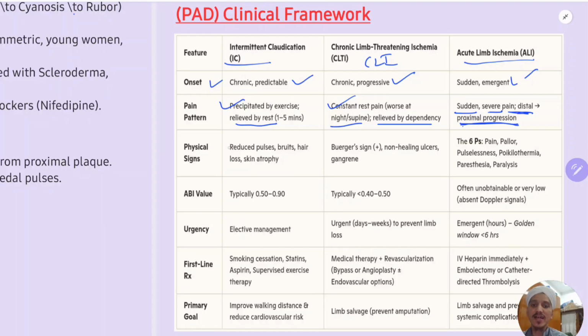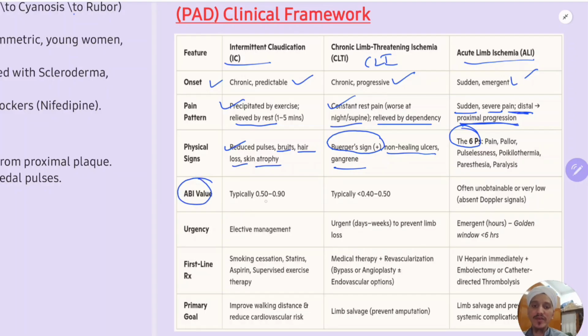Physical signs: there will be reduced pulses. You can have bruit, hair loss, and skin atrophy. Here you will have Buerger's sign positive. This is also one important point: to call it critical limb ischemia, Buerger's sign will be positive. The patient will have non-healing ulcers and gangrene. Here you should remember the 6 P's: pain, pallor, poikilothermia, pulselessness, paralysis and paresthesia.